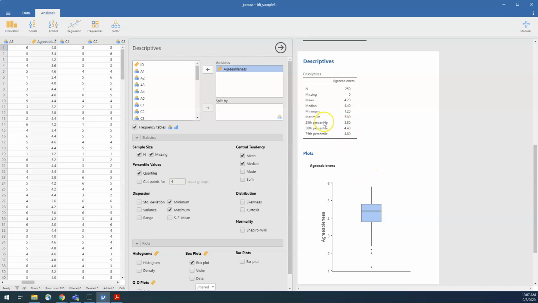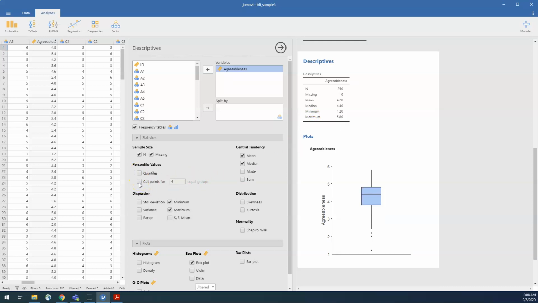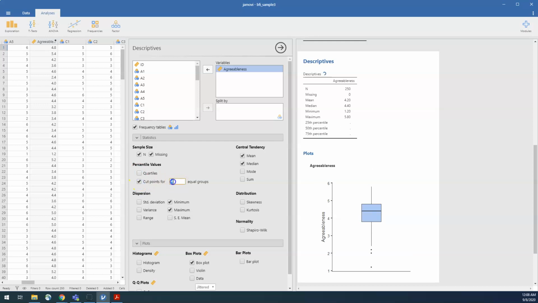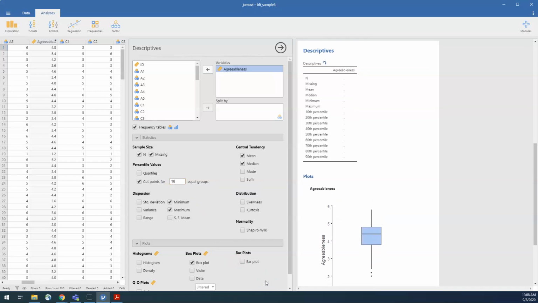Now, if we wanted to get more precise than just these 4 little cut points, I guess it's 3 cut points, but it's 4 equal size groups, then we could remove this quartiles option here, and we could say we actually want cut points for 10 groups instead of 4. Or whatever size you want. You can, but 10 makes sense to me. So I'm going to put 10 and then enter, and this will divide it into the 10th percentile, 20th percentile, 30th percentile, 40th percentile, 50, 60, and so on.